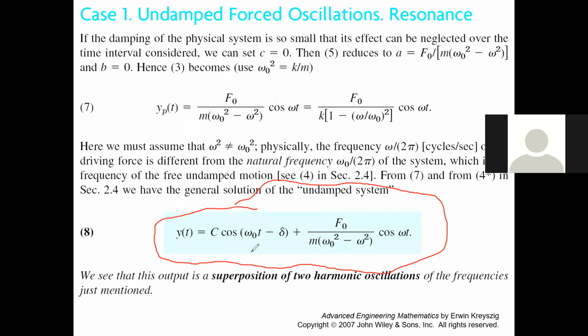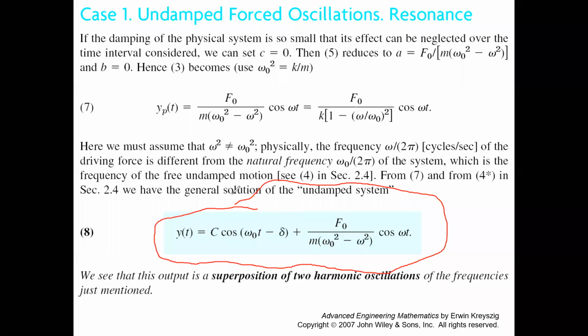This is one of the possible solutions, and you can see this is like a superposition. So in the undamped forced oscillation, the external force is kind of adding to the initial oscillations. Usually they have the same phase, so that they will be enhancing each other. So it's kind of a superposition of two harmonic oscillations.